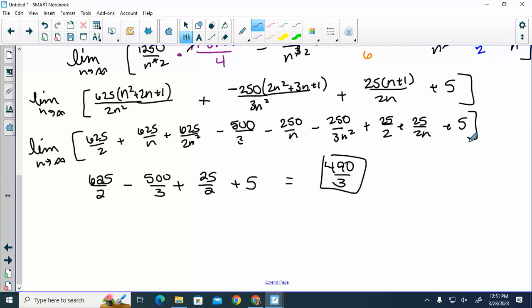Okay, so the math was longer there just because we had such a long polynomial and we were using all of our summation formulas. Questions on that one?